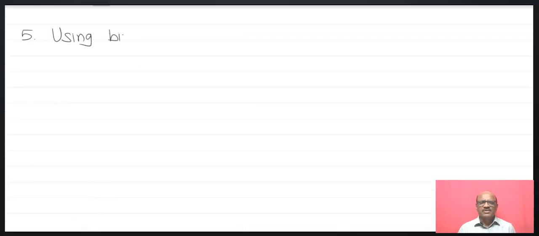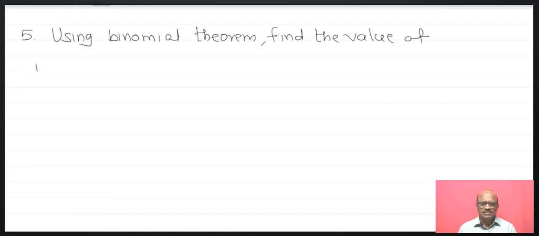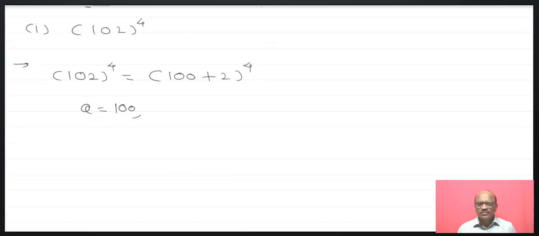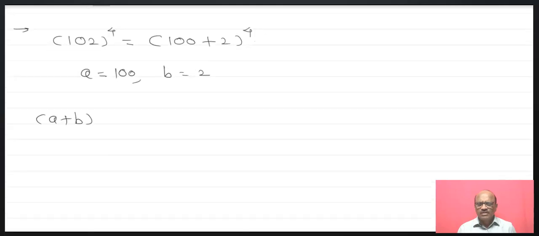Now the next example, question number 5. Using the binomial theorem, find the value of 102 bracket raised to 4. Now in this case, we'll write here 100 plus 2. And a is equal to 100 and b is equal to 2.